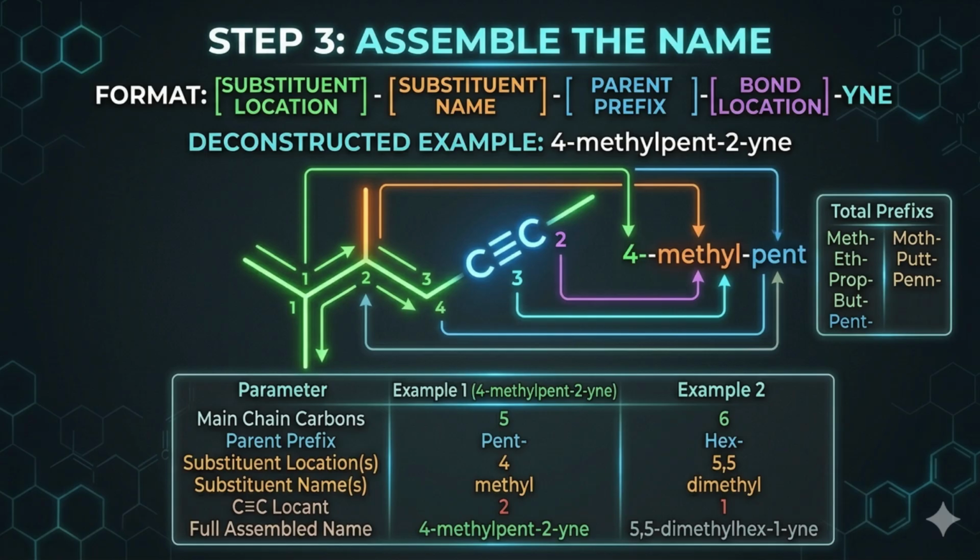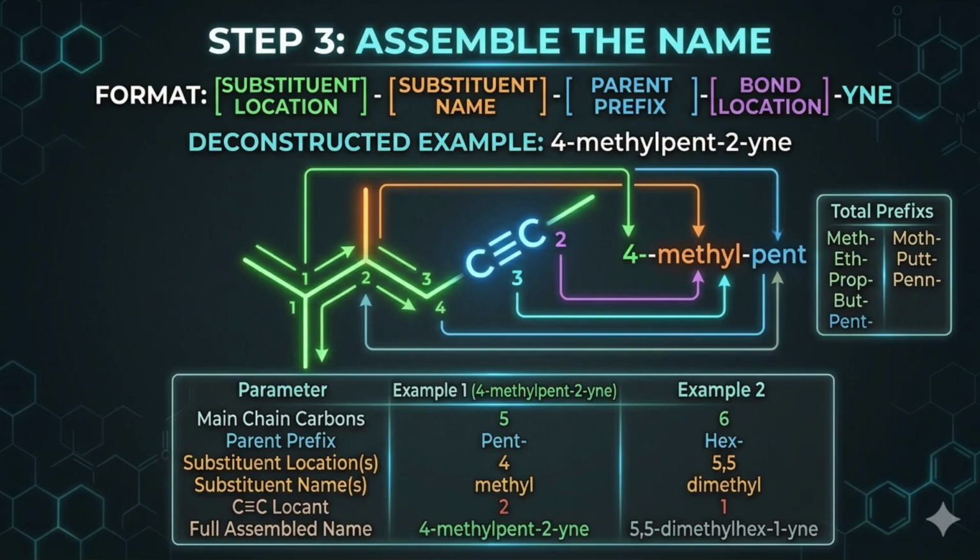First, the 4-methyl. This tells us there is a 1-carbon branch, a methyl group located on the 4th carbon of our chain. Notice the hyphen separating the number from the name. Next, we have pent. This is our parent prefix. It tells us the main chain is exactly 5 carbons long. Then, look at the -2-ene. This is the most critical part for an alkyne. That 2 tells the reader exactly where the triple bond starts. Since it's a 2, we know the triple bond sits between carbon 2 and carbon 3. Finally, we end with -ene, the signature suffix that screams, this molecule has a triple bond.